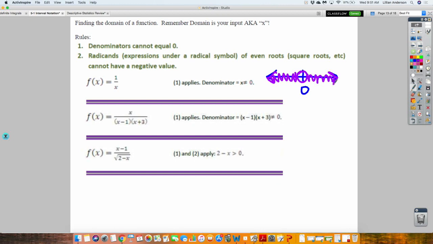If I plug in 3 for x, what's going to be my y value? 1/3. That's my y value. If I plug in -5 for x, what's going to be my y value? -1/5. But if I plug in 0 for my x, it doesn't work. It's going to be undefined because you can't divide by 0. So every other number but 0 works. This is what the number line would look like for that.